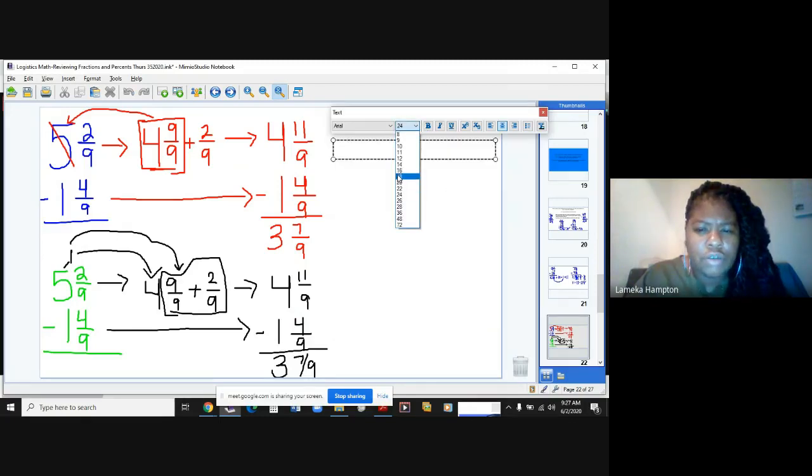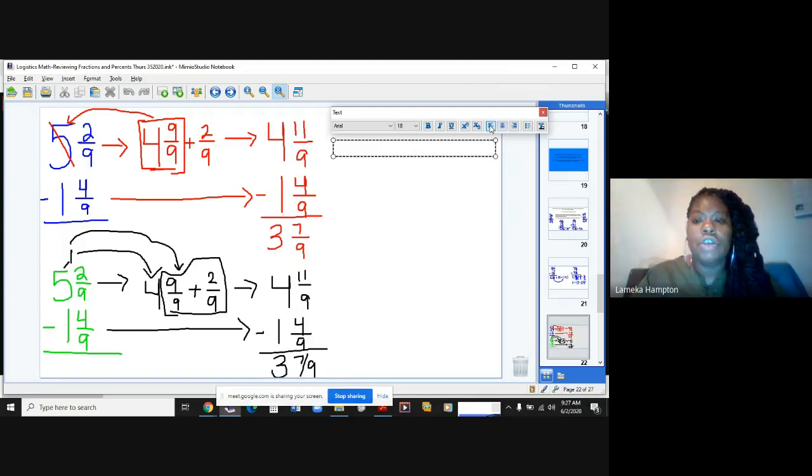Make this smaller. Okay, so now what I'm going to do is type out basically the rules of how to use regrouping when you are subtracting mixed fractions. Okay, so again, please make sure that you are taking your notes. And please make sure that your audio is on mute, so that way we can cancel out any background noise.